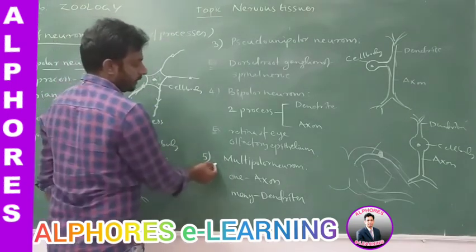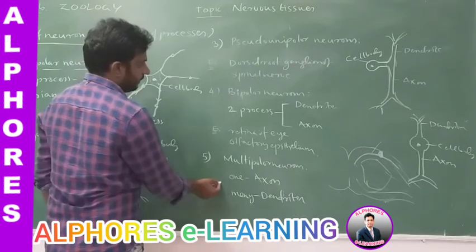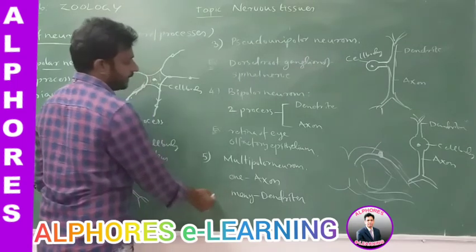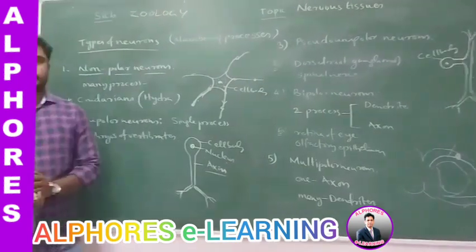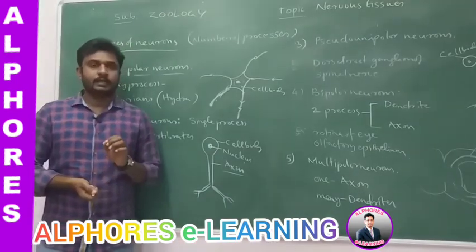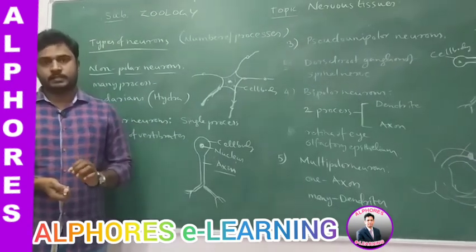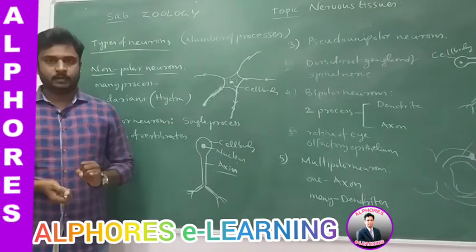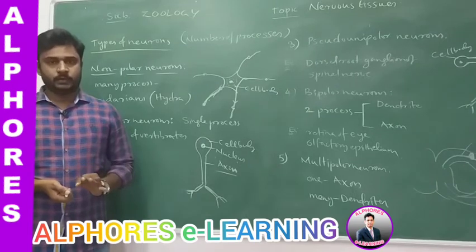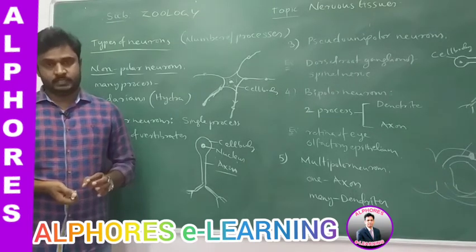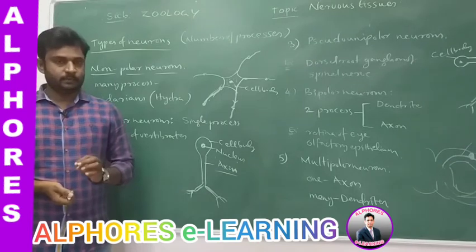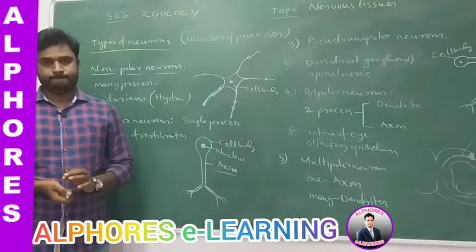Next, multipolar neurons. Multipolar neurons have one axon and many dendrites. So 5 types of neurons based on the number of processes: non-polar, unipolar, pseudo-unipolar, bipolar and multipolar, and their locations. Okay, so examples are important, locations are important.